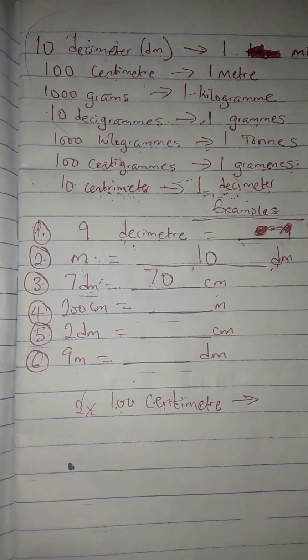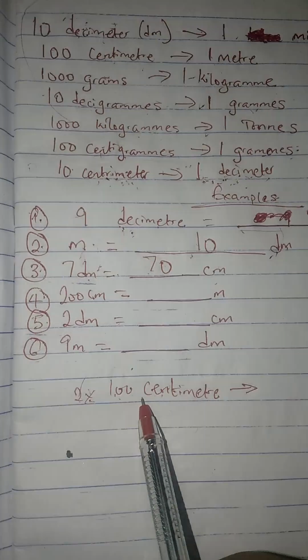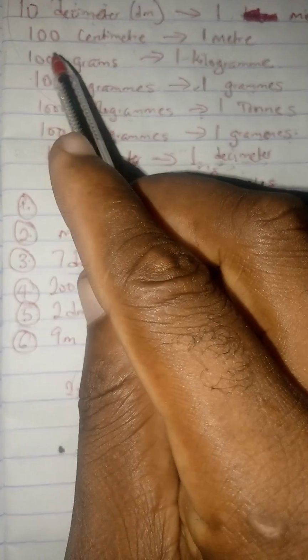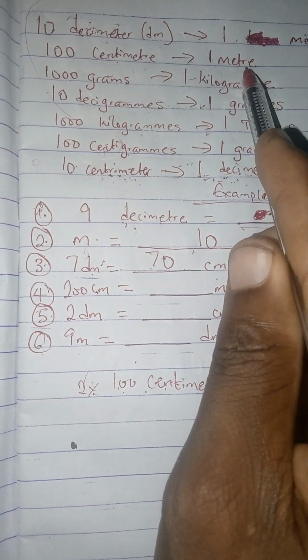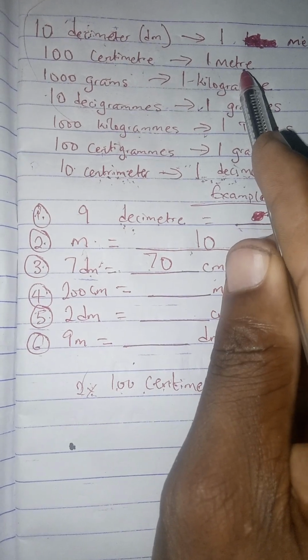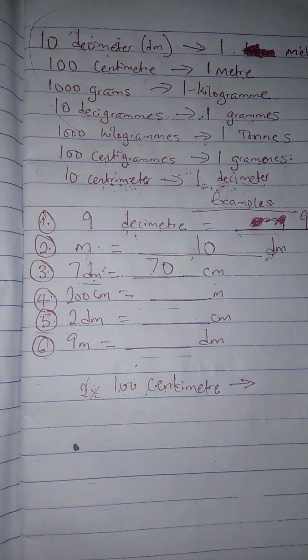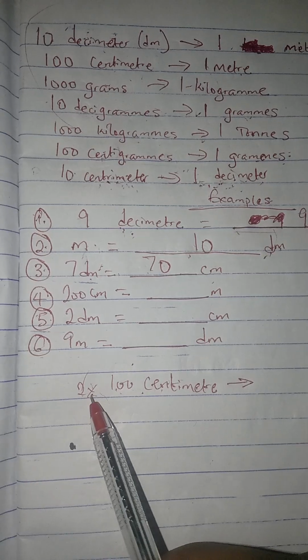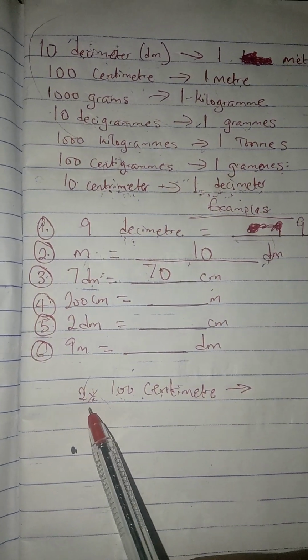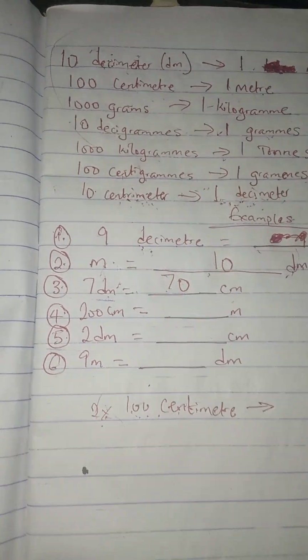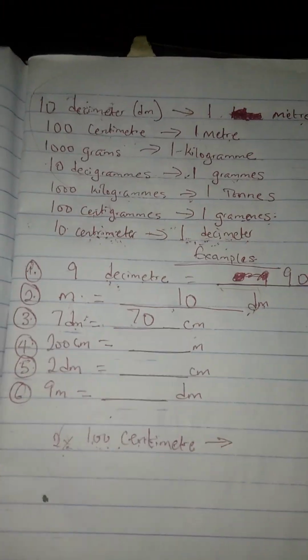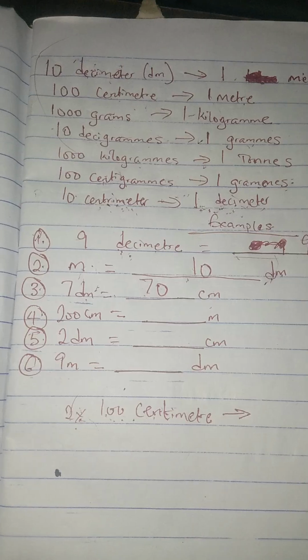Because of this 2 sign. This 2 multiplied by the 100. From here, we have 100 centimeter will give us 1 meter, right? Now, if we now have 200, that means 2 times what? 100 centimeter.